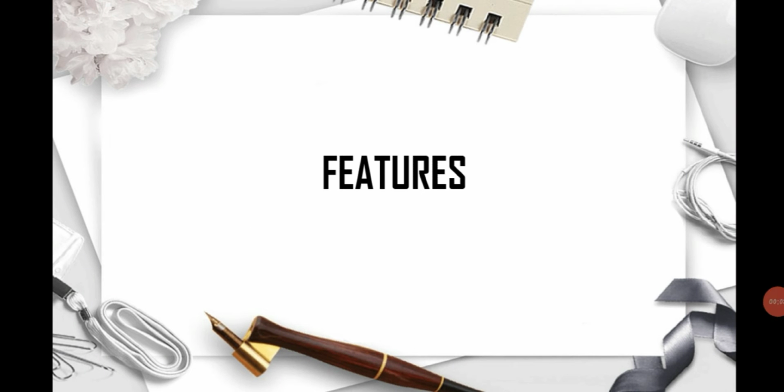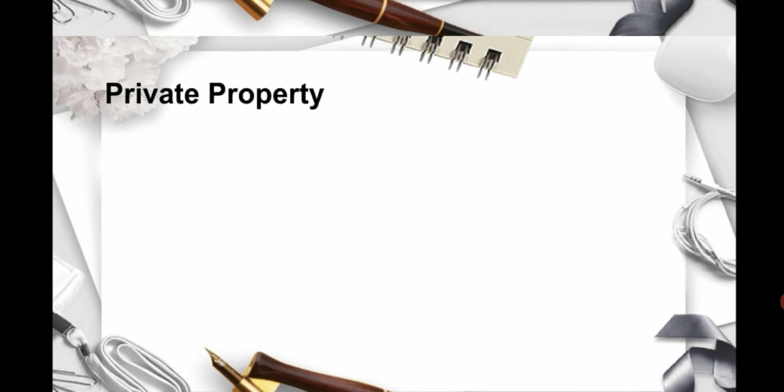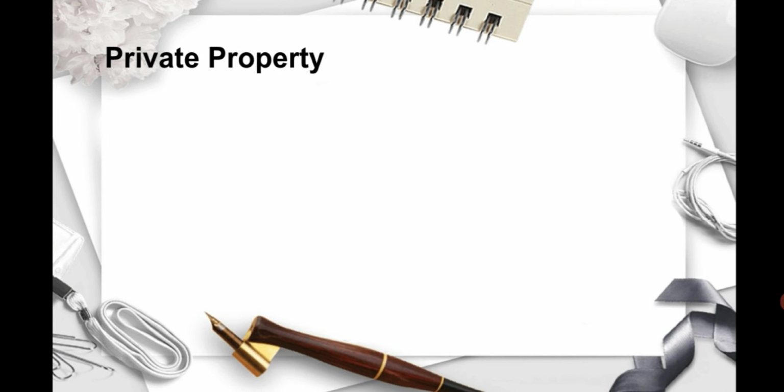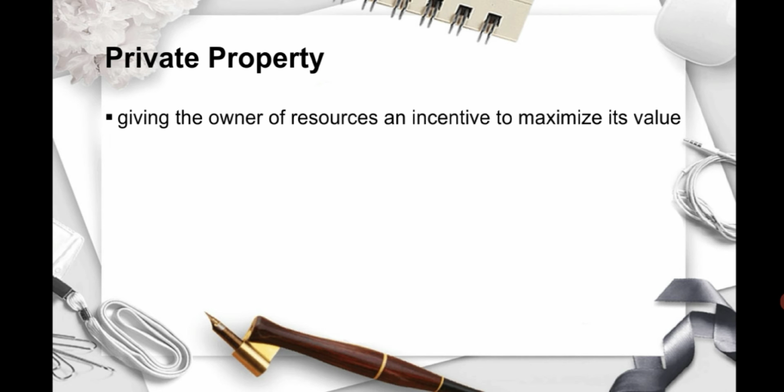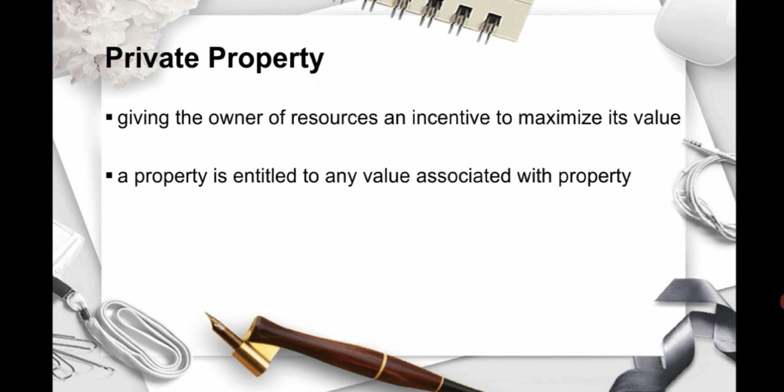And now let's move on to the main features of capitalism. A capitalist economy always has the institution of private property, from the simple words private and property, which means that an individual can accumulate property and use it according to his or her will. It promotes efficiency by giving the owner of resources an incentive to maximize its value, and the owner is entitled to any value associated with the property.